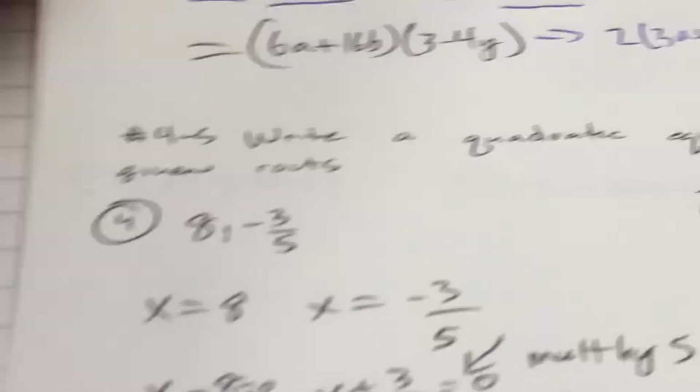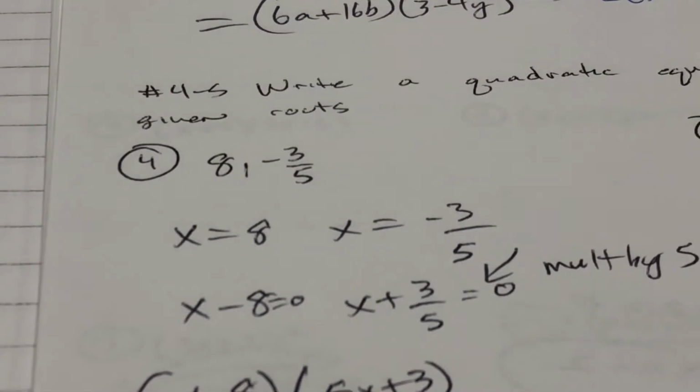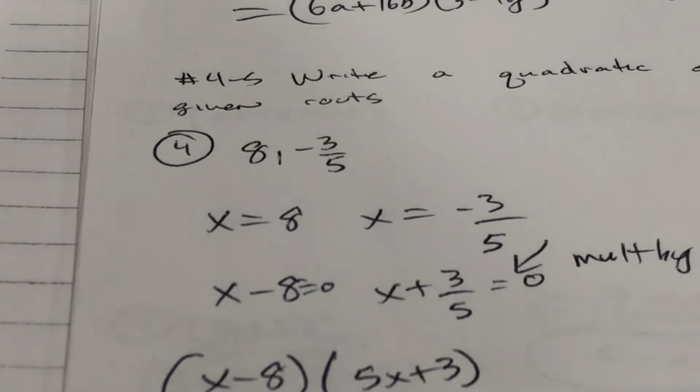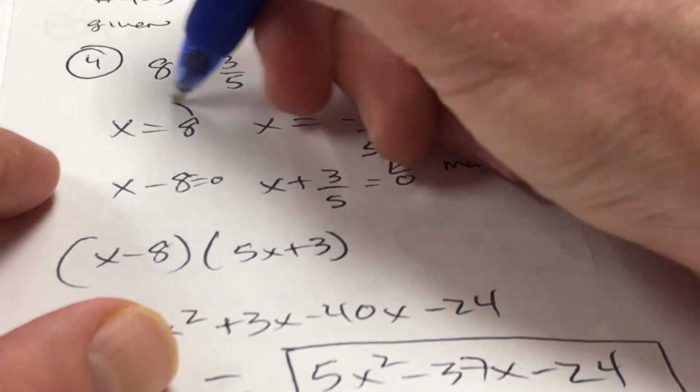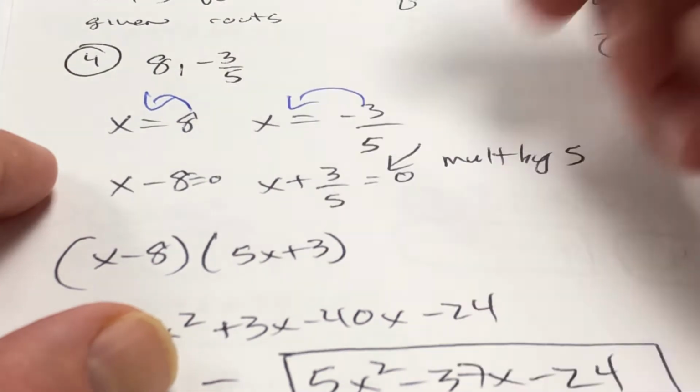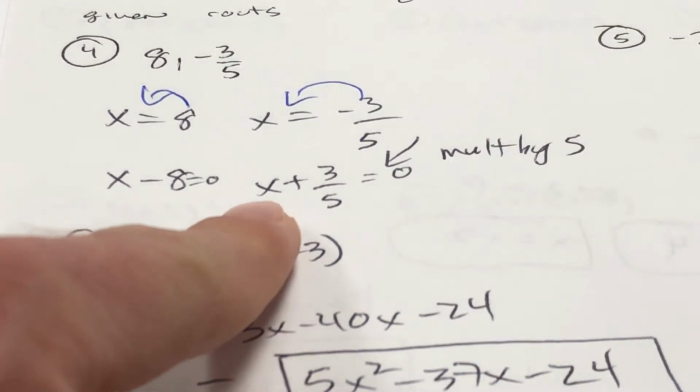All right, so number 4 here. I know that x equals 8 and x equals negative 3/5. On the previous page, you had a few of these. So I'm going to not do that. I'm going to move the 8 over. I'm going to move the negative 3/5 over. That's a problem. I don't want to multiply by x plus 3/5.